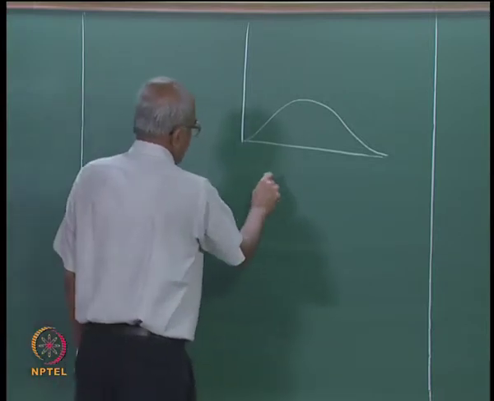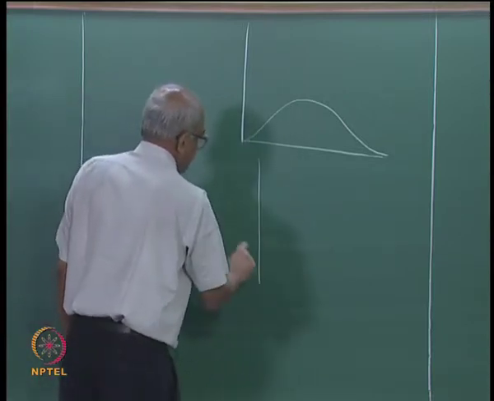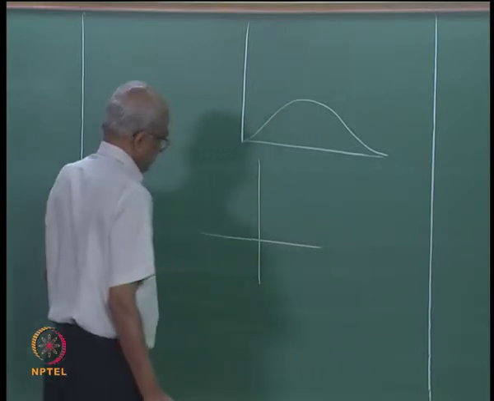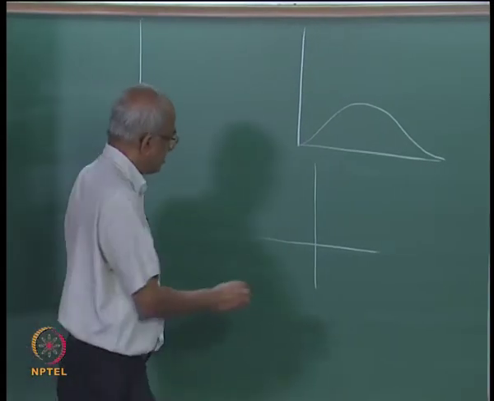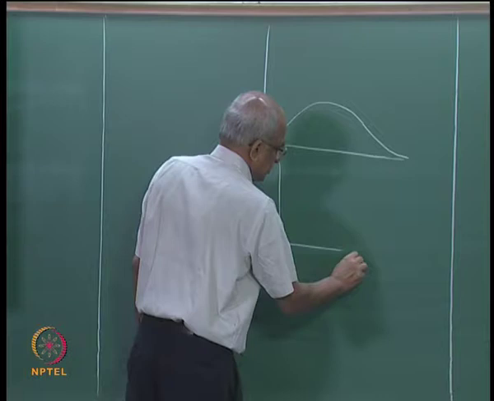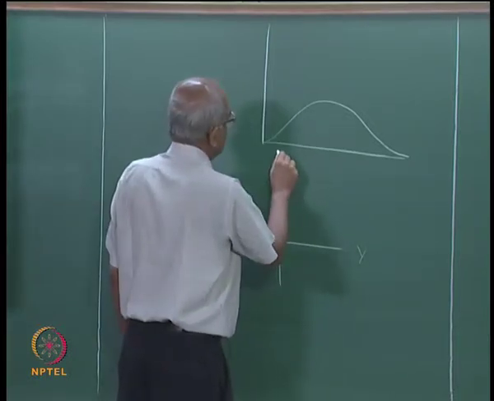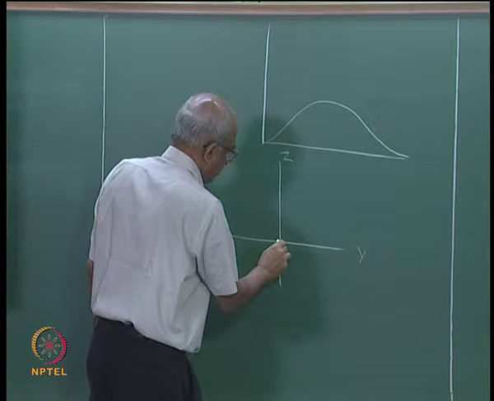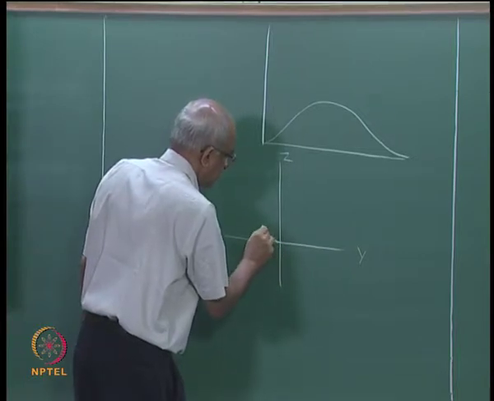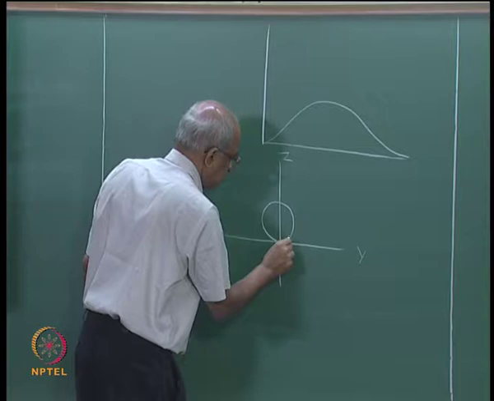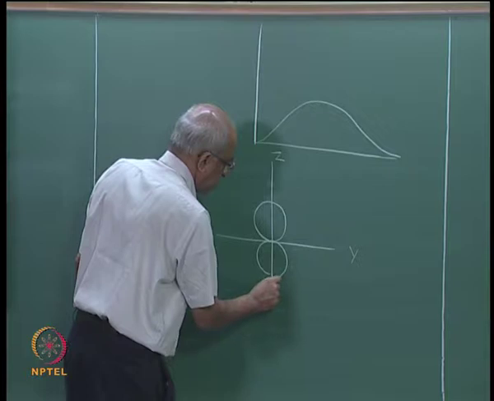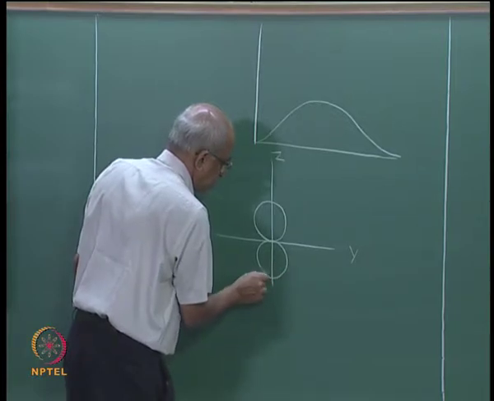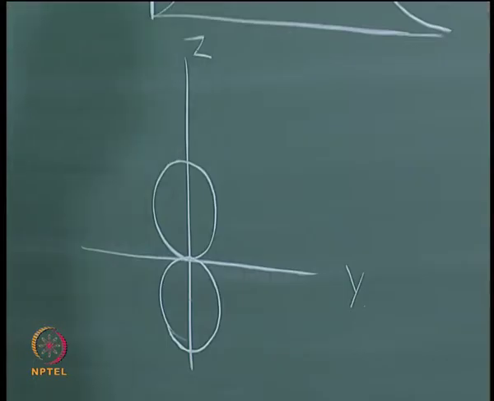We also made a plot of the angular part, and for that we used what is referred to as the polar plot. And if you say that this is the YZ plane, then the polar plot consists of two circles of the same size just touching each other at the origin.